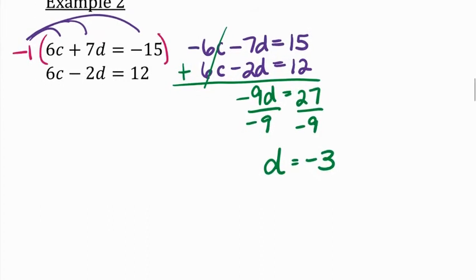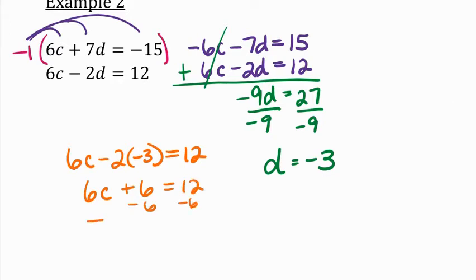Right? And so now that we have what D is equal to, we plug that into either equation and we can get C. So I'm going to take the second equation this time, just because I feel like doing something different. And I'm going to plug in D, which is -3. And now I can solve for C. So 6C, and -2 times the -3 would make a positive 6.